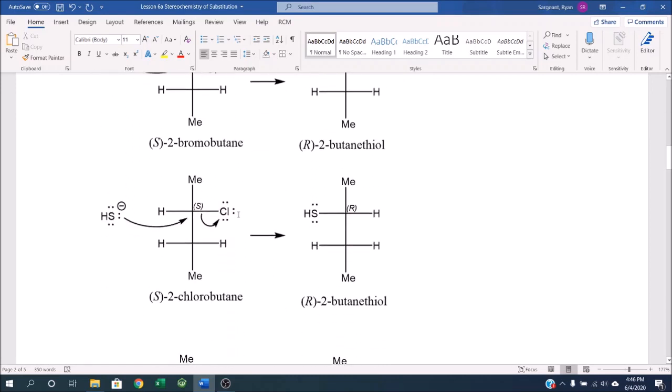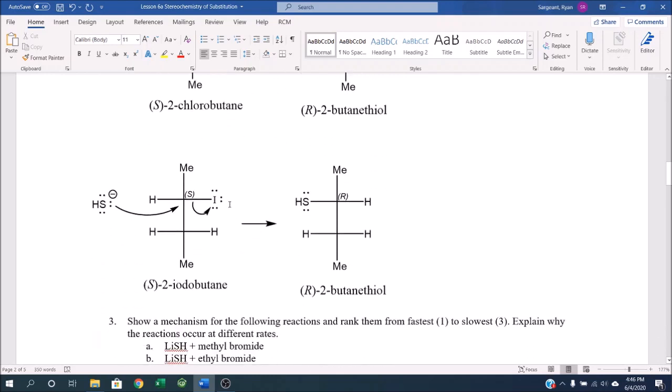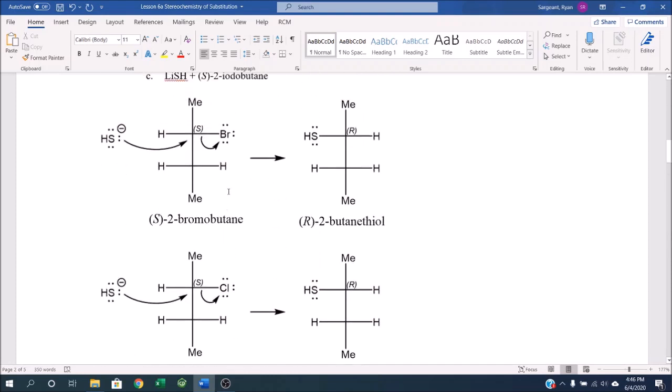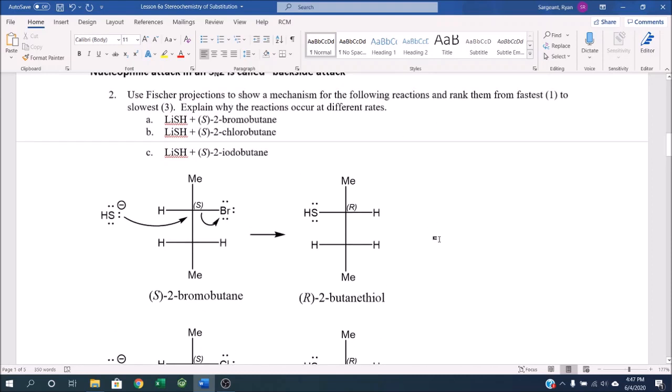In question B, it's a chloride as a leaving group. And in question C, it's an iodide as a leaving group. So the difference between these three is only a difference of the leaving groups. And the fastest reaction will be the one with the best leaving group.